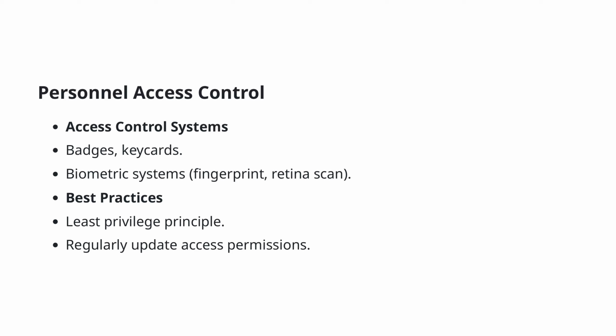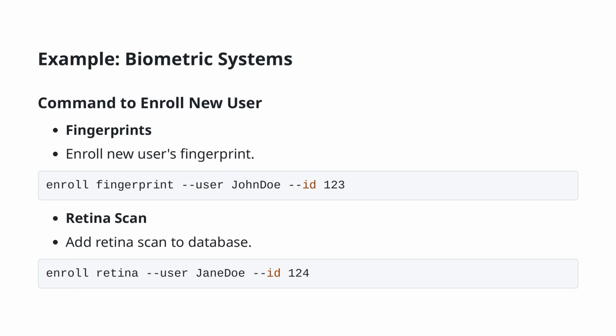On this slide, we're focusing on an example of how to enroll new users into biometric systems, specifically fingerprints and retina scans. For fingerprints, the command would be enroll fingerprint as user John Doe 123. This command enrolls the fingerprint of a user named John Doe with an ID of 123 into the system. Similarly, for retina scans, the command is enroll retina user Jane Doe 124. This enrolls the retina scan of a user named Jane Doe with an ID of 124 into the database.